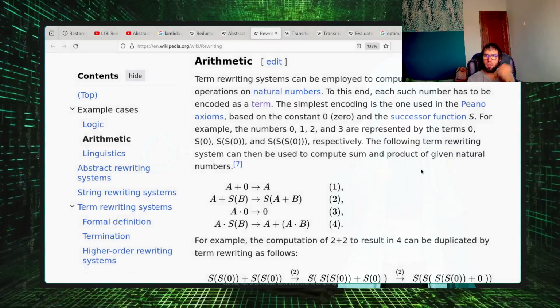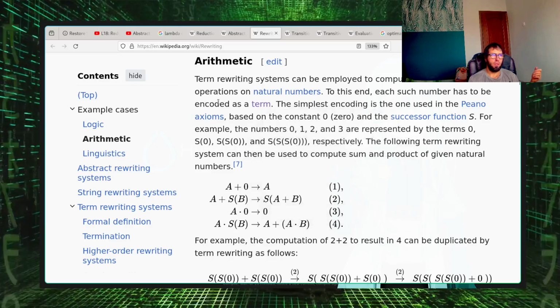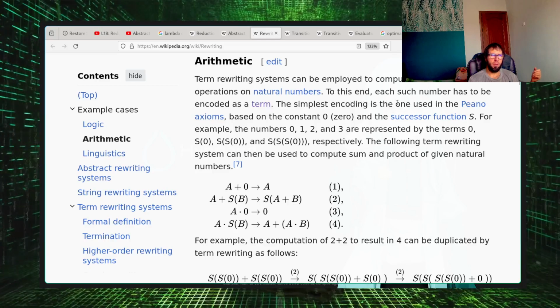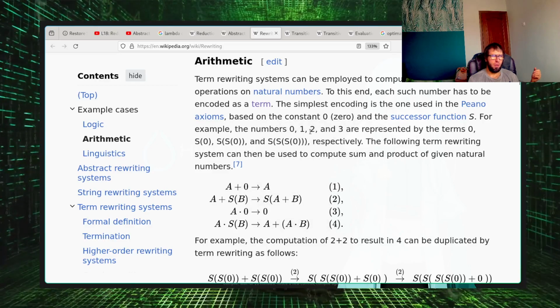Rewriting is also applicable in arithmetic. We can, for example, take the operations on natural numbers, and each number we encode as some term. The simplest encoding is the one using the Peano axioms. So we have some constant zero, a successor function, and numbers which are encoded with our zero term and with the application of the successor function.